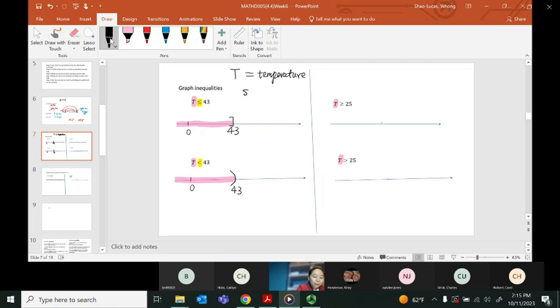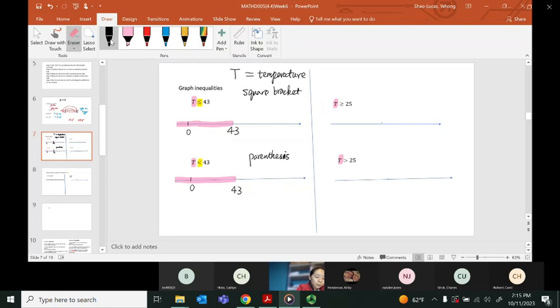So square bracket for the little equality below the less than sign. But you're going to use parentheses, like a round one, for the one without a little equality sign. So that's one way. There's another way. So I'm going to do a different way here.